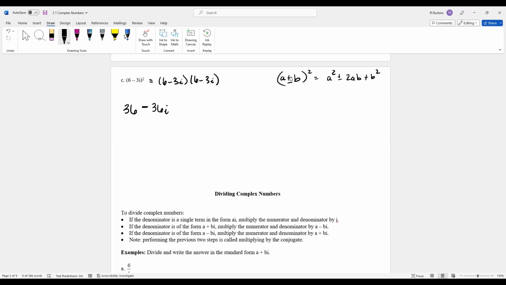And then -3i times -3i, that makes it plus 9i squared. But we recall that i squared can be substituted for, and that can be -1. So we end up with 36 minus 9, minus 36i. And 36 minus 9 is going to give us 27. Again, those are both divisible by 9, so I'll factor out a 9. It'll look like that.